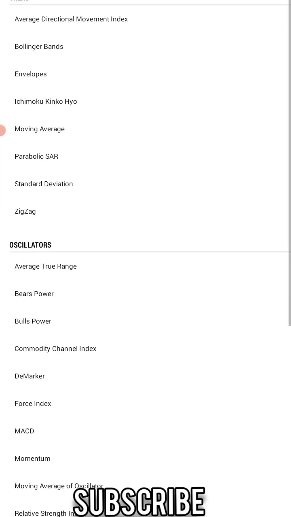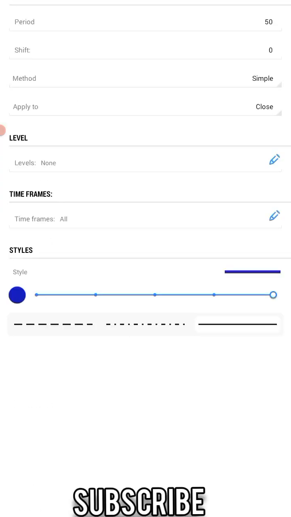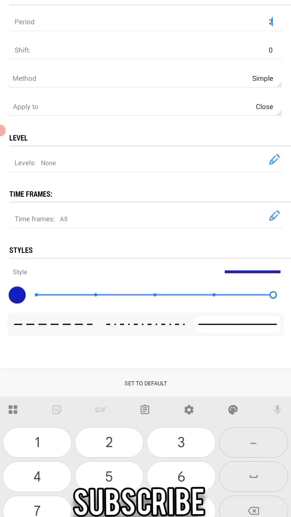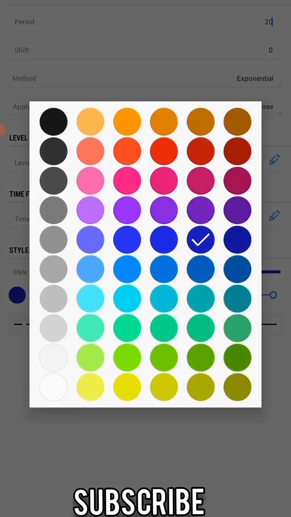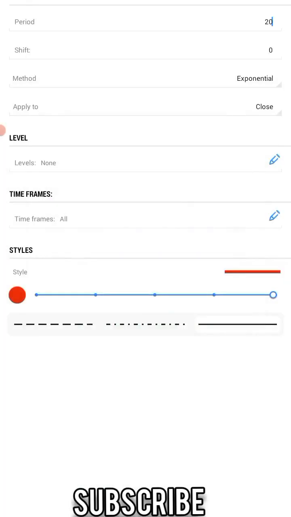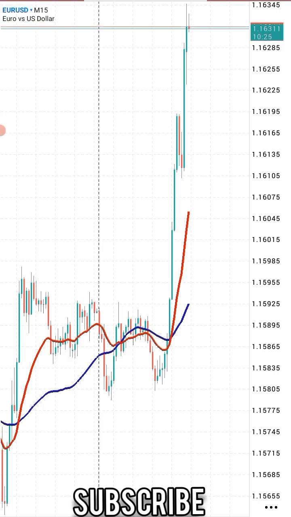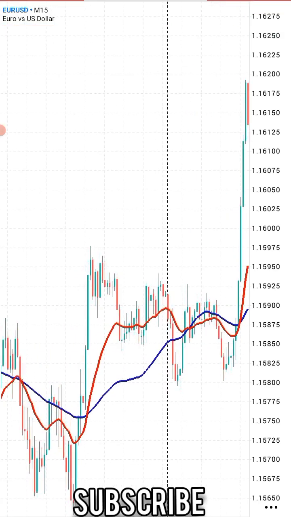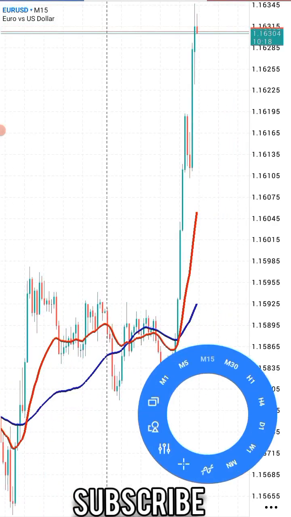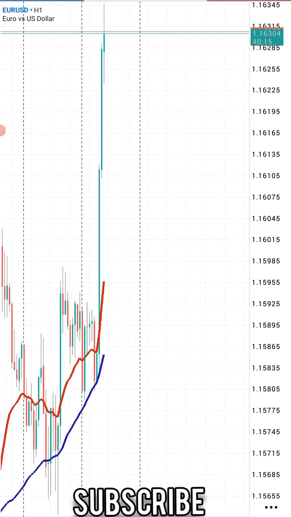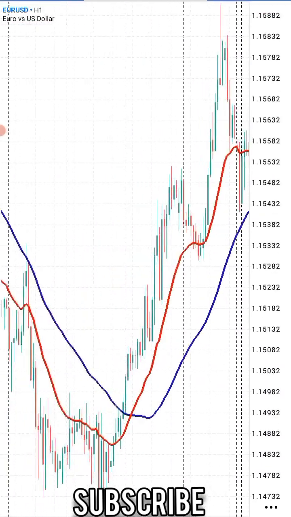Now the next moving average we are applying is the 20 moving average, and the 20 moving average will be our exponential moving average. Apply also to close, and the color is going to be red. Now you click on save. That's the settings. Now look at how it is very, very nice and attractive. Now telling you that the momentum has changed. Now look at it.